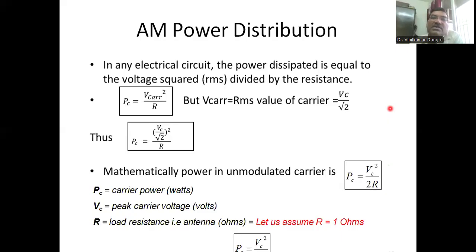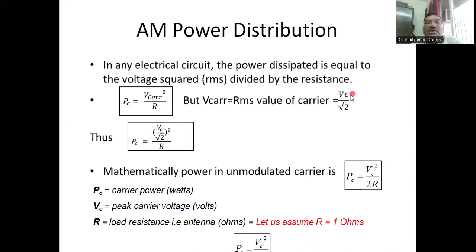That is the AM power distribution. In amplitude modulation, how can you calculate the power? In any electrical circuit, the power is equal to the RMS voltage squared divided by the resistance. This is the general formula. We have the carrier waveform, so Vc by 2 is the RMS voltage. The carrier power is the carrier voltage squared divided by R. So what is the carrier voltage?